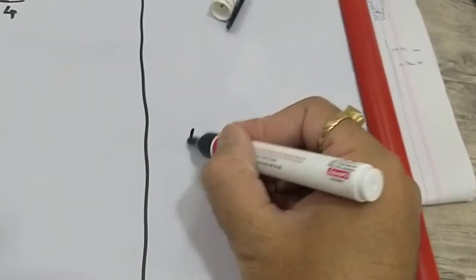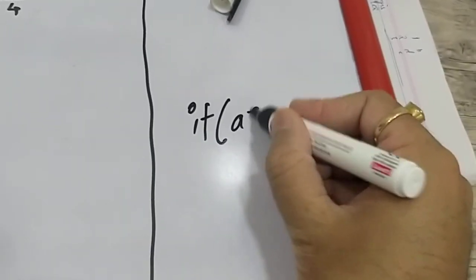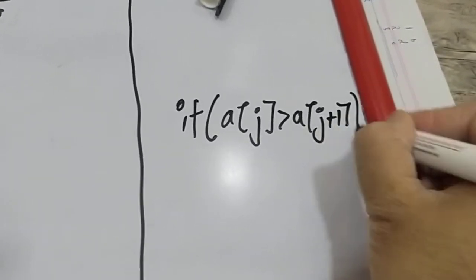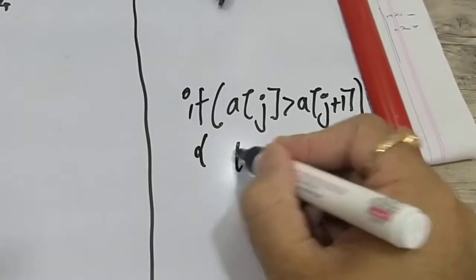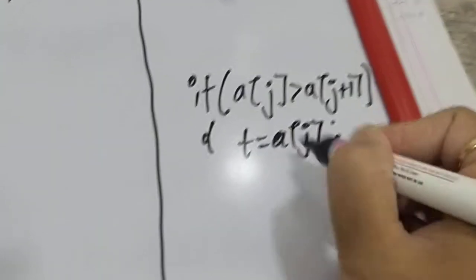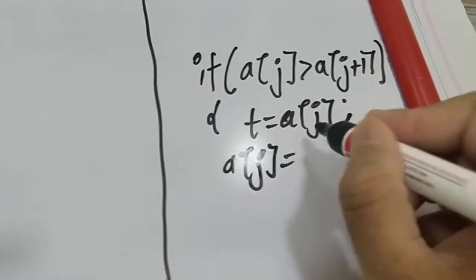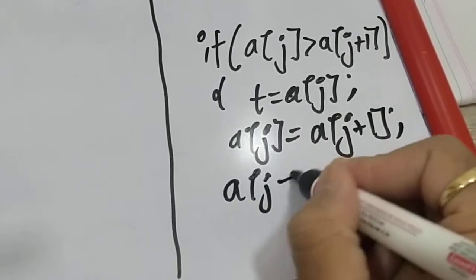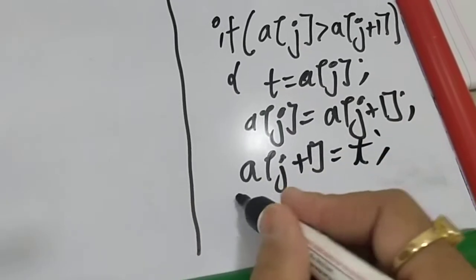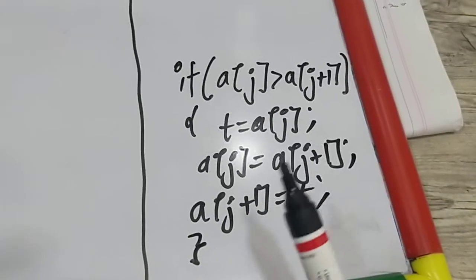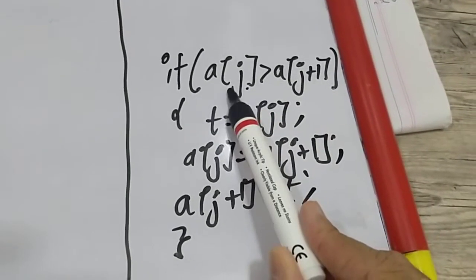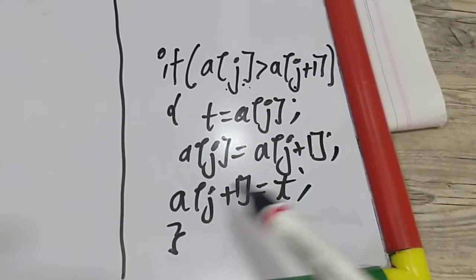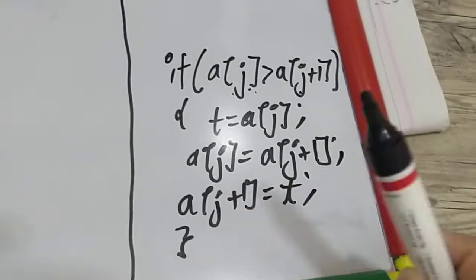So this is the working that we can conclude. In the array, if any element at position j is found greater than the element at position j plus 1, then we will swap it. We will say t equals a of j, a of j equals a of j plus 1, and a of j plus 1 equals t. So this is the basic working of bubble sort: if any element is greater than the element to its right, then we swap those two elements. This is the simple if condition and working.